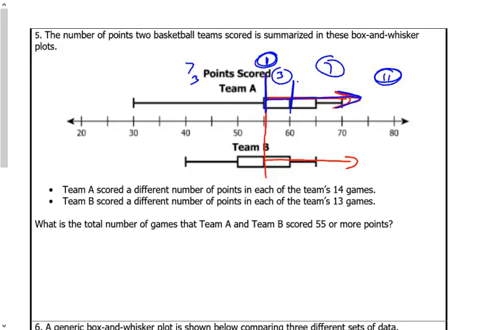Okay, now let's look at Team B. Team B, I need to know 50% because it's from the median up. So what's 50% of 13? Well, that's 6.5. So think about what's happening again. There's 6 values here, 6 here, and 1 right at the median.